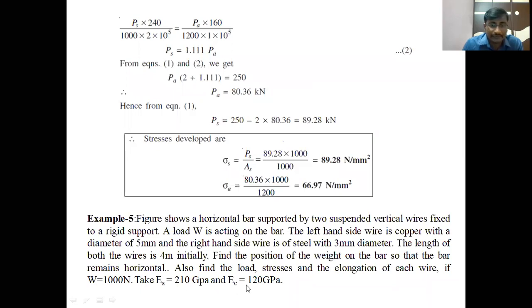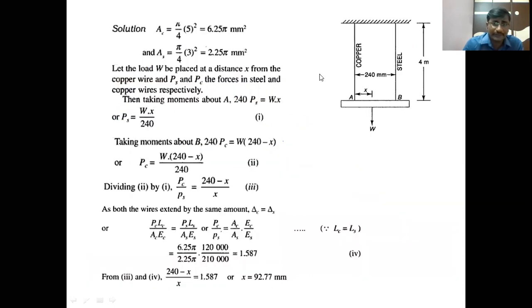Take the ES value and EC value. ES is the Young's modulus for steel, 210 GPa. Here the values are given in gigapascals. This is also given in gigapascals, 120 GPa for copper. Later on we convert it into newtons per mm square, megapascals. Then only we can substitute in the formulas. Dear students, let us go for the problem.